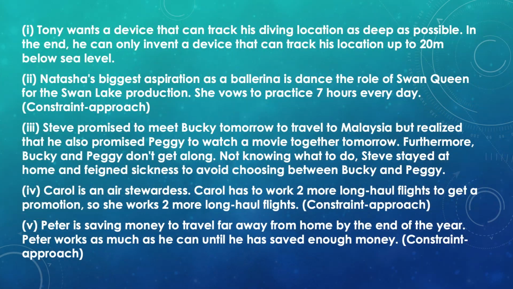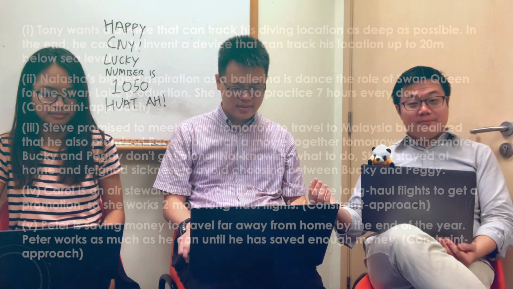Okay, so the last variant, let's look at the 5 options here. Most of you actually included option 1, which is Tony wants a device that can track his diving location as deep as possible. In the end, he can only invent a device that can track his location up to 20 meters below sea level. The reason why this is not a constraint is that, as in 'as deep as possible', there was no limit actually set. To be clear, the limit is within the device, not in the way he is solving the problem, alright? So he's still trying to optimize, and right now his optimization takes him to 20 meters, yeah?